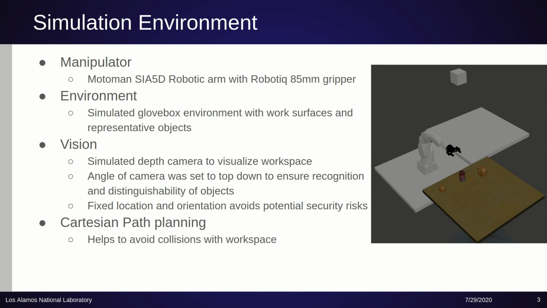The camera is fixed above the workspace with an overhead view, which prevents any object from occluding another, while having all objects recognizable and distinguishable. Additionally, the fixed location ensures that anything that shouldn't be in view is not, reducing the potential for security risks. When simulating a real-life environment, it is important to be aware of possible collisions. To reduce the risk of the arm colliding with surfaces, Cartesian planning, which plans linear trajectories through waypoints, is used when interacting with the objects on the surface.